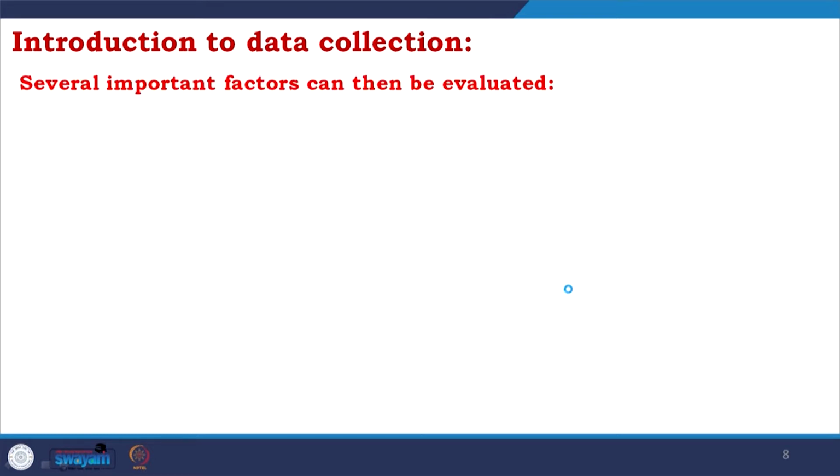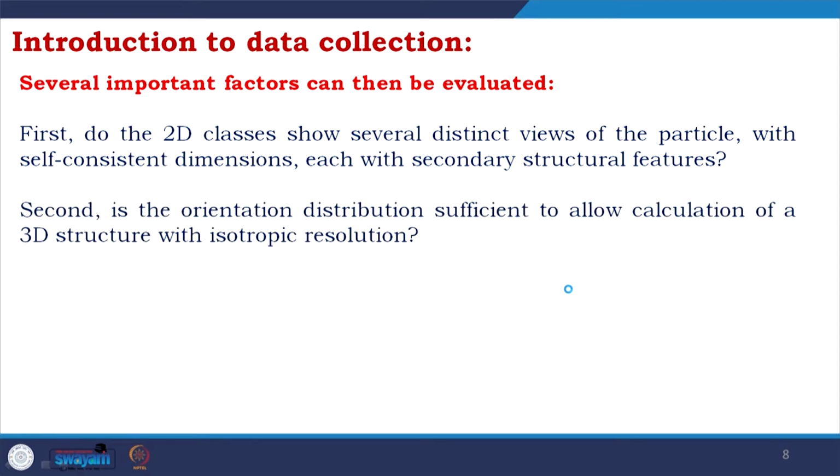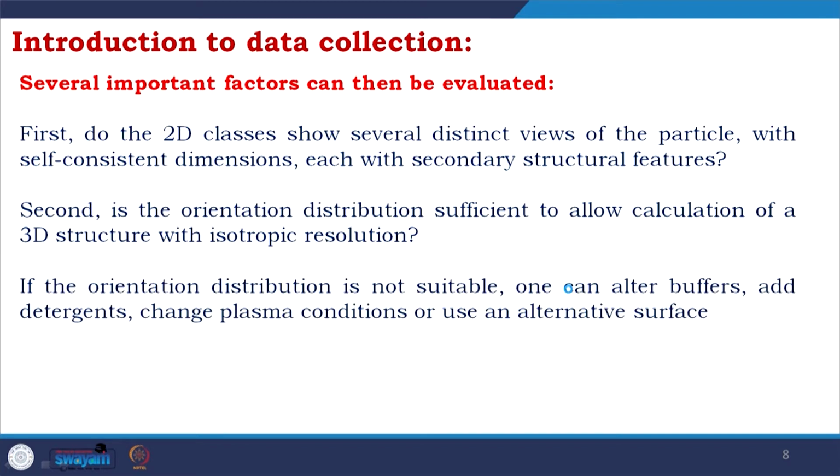There are several important factors that need to be evaluated. First of all, do the 2D classes show several distinct views of a particle with self consistent dimensions, each with secondary structural features? Second, is the orientation distribution sufficient to allow calculation of a 3D structure with isotropic resolution? Those fundamental questions about orientation and dimension, we have to take care of.